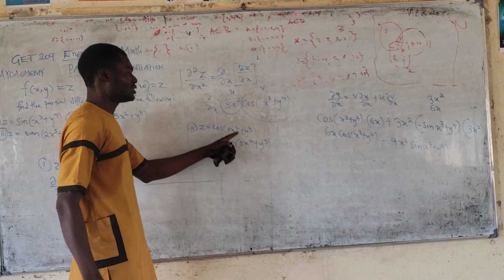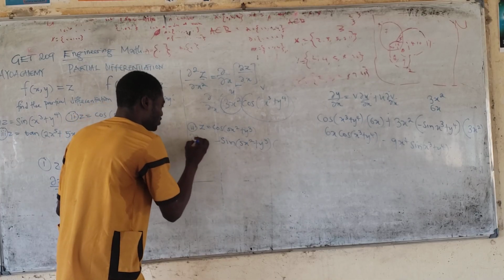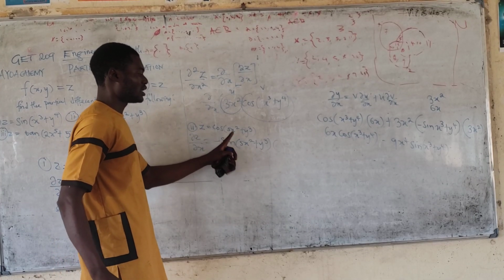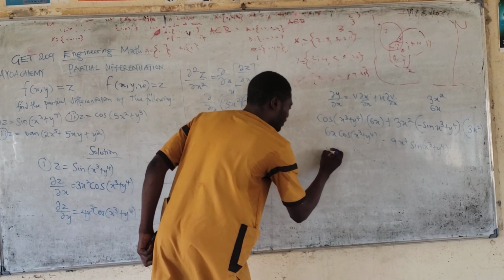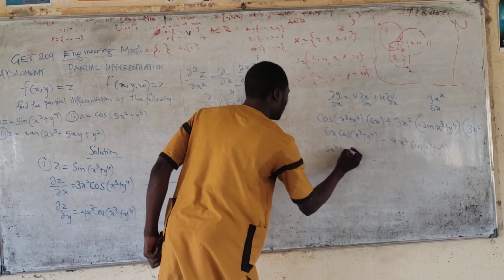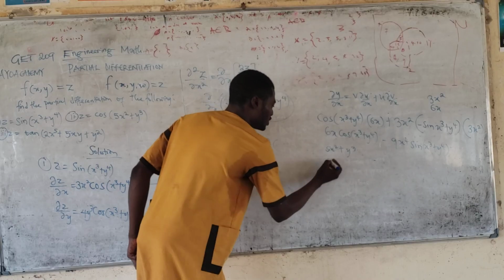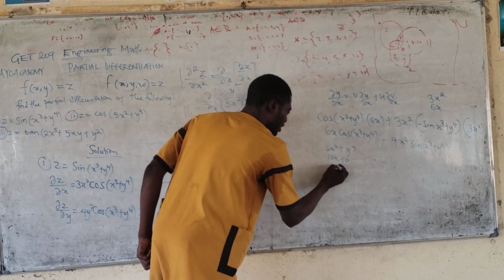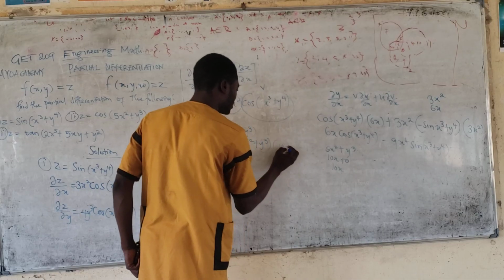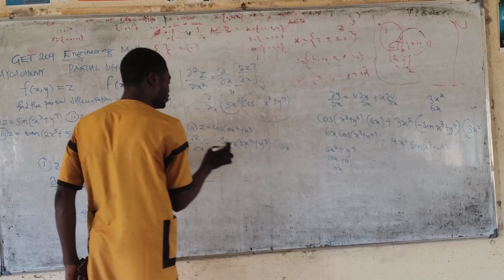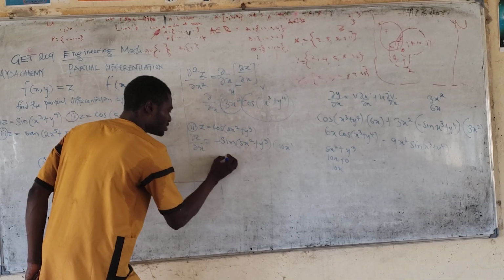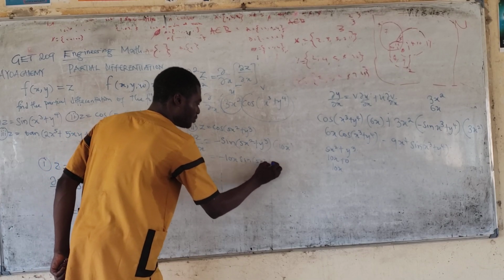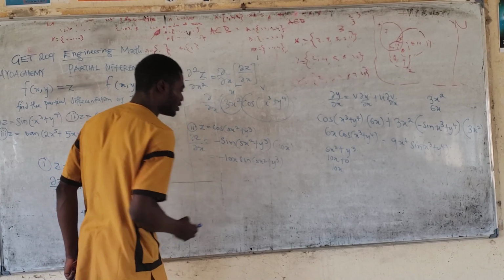Now, differentiating dz over dx, I'm only differentiating with respect to x. So we have 5x squared plus y raised to power 3. This one will now become 10x. If you multiply this 10x with this minus, it gives us minus 10x sine of 5x squared plus y raised to power 3.